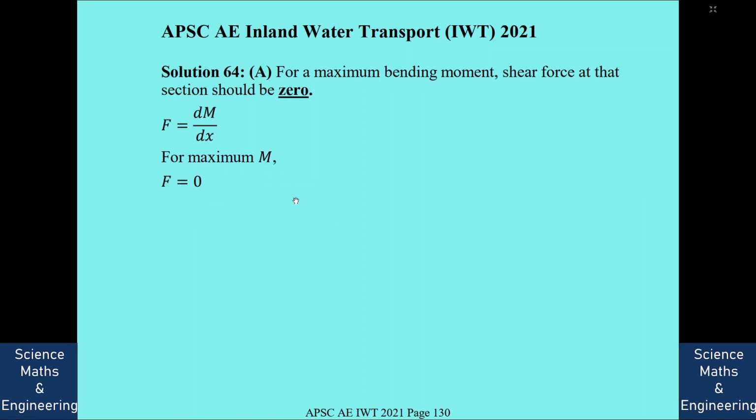See, our shear force is equal to dM by dx. Now, as M is maximum, our F would be equal to 0.